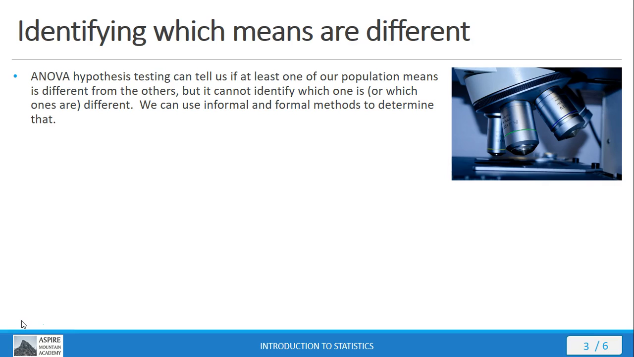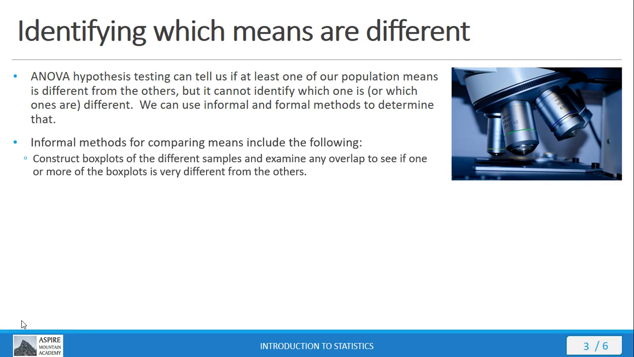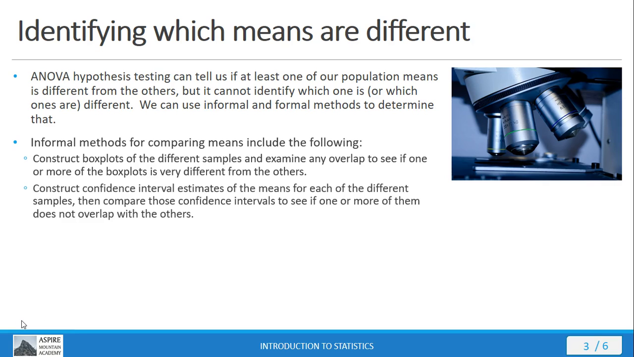And there are different ways to go about it. We looked previously at some informal methods to do that. We can look at the sample means by constructing box plots to see where the box plots are relative to each other. We can construct confidence interval estimates for the means, then compare where the confidence intervals line up with each other, looking for regions of overlap, just like we did with the box plots. So there are different ways to go about it.